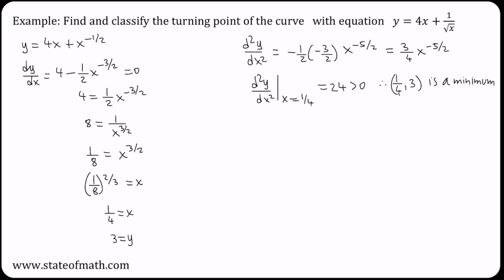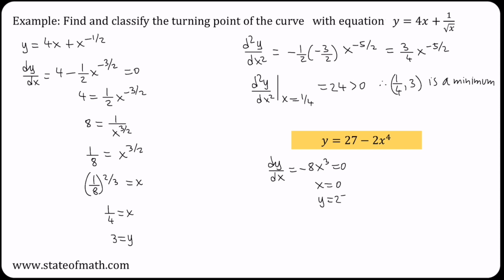As a final example, I would like to show you something that leads to the second derivative test not being conclusive. So we've got the curve y is 27 minus 2x to the power of 4. My first derivative, dy by dx, is simply minus 8x cubed. If I set it equal to 0, I get that x is 0 will make the derivative 0. When I substitute x is 0, I get that y is 27.